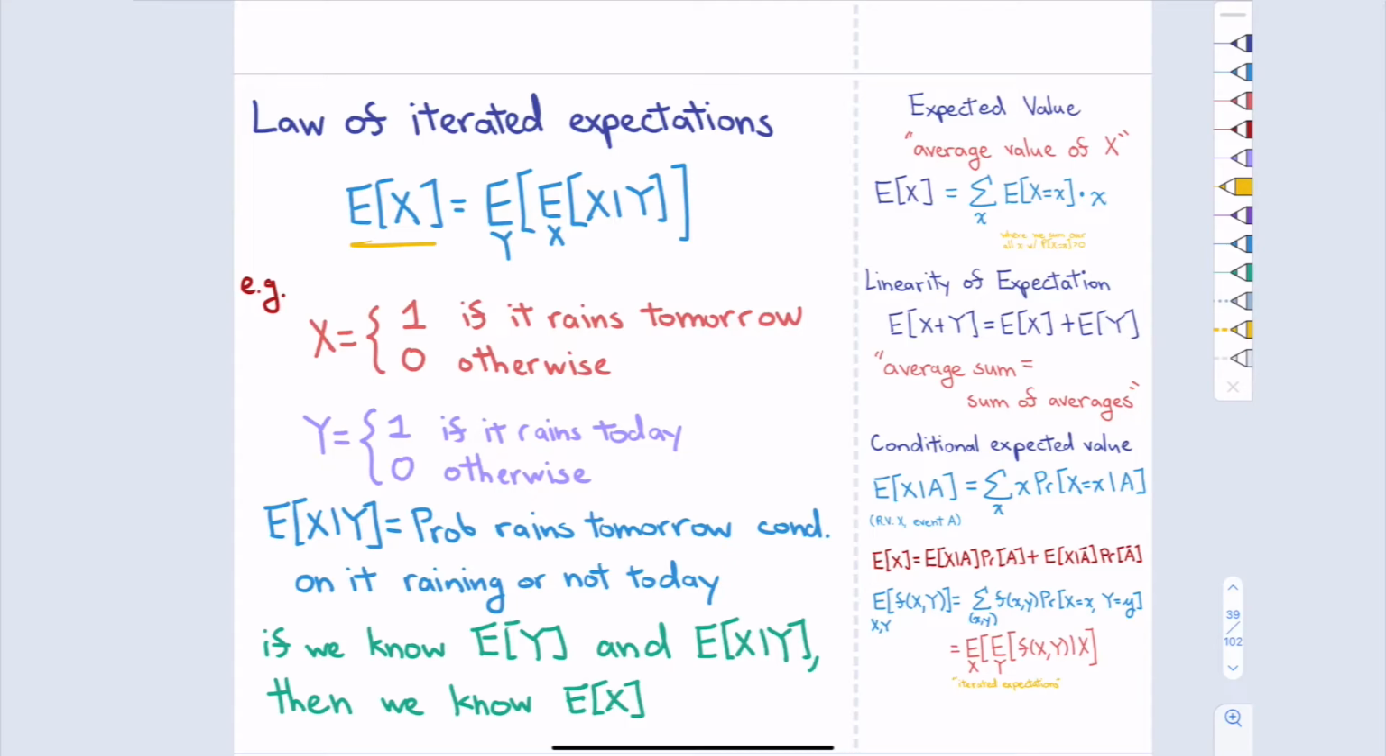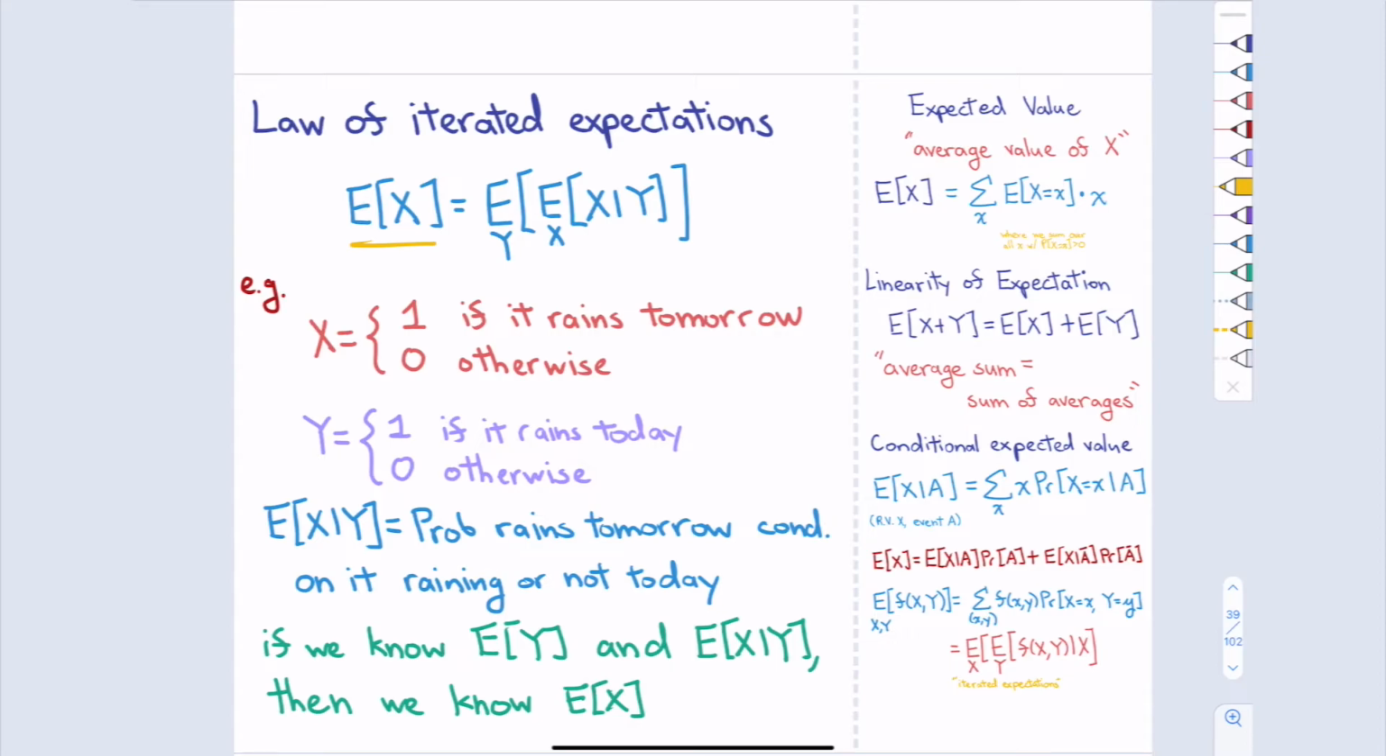At some level, I want to know if it's going to rain tomorrow, and I have at hand the following information. I know the odds of it raining today. But I also know, conditional on it raining today, what are the odds of it raining tomorrow? And I know, conditional on it not raining today, the odds of it raining tomorrow. So maybe I knew that if it rained today, it's a 50% chance it rains tomorrow, whereas if it didn't rain today, it's a 25% chance it rains tomorrow. And I know there's a 50% chance it rains today. And I just want to know the odds it's going to rain tomorrow.